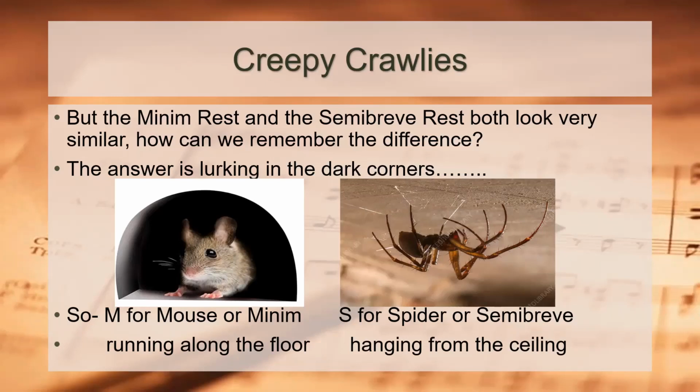So M for mouse or minim, that sits on the line, the middle line of the stave, and the semi-breve or full bar rest, as we've now learnt, hangs from the line above the middle line of the stave. I hope that's done enough now for us to remember the difference between the two. They are just black oblongs, but that's how to remember which is which. M for mouse and minim, S for spider or semi-breve.